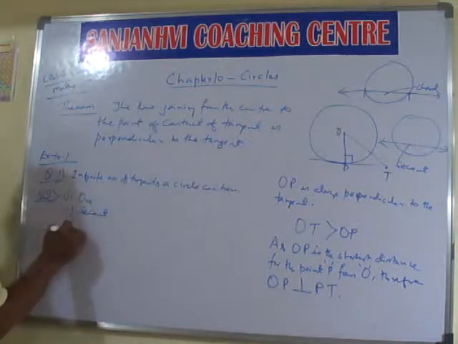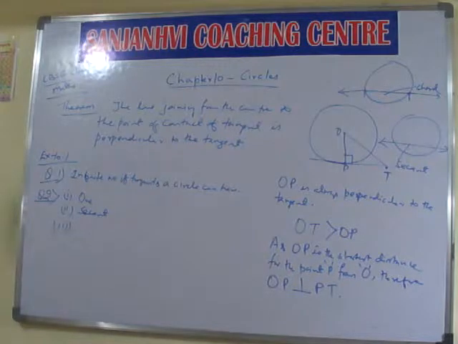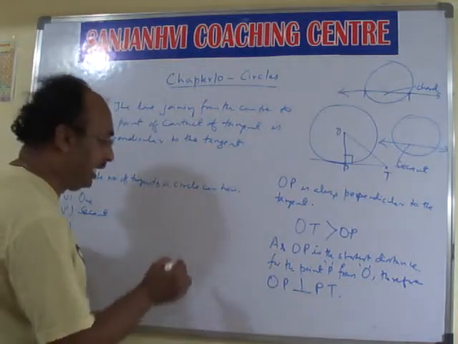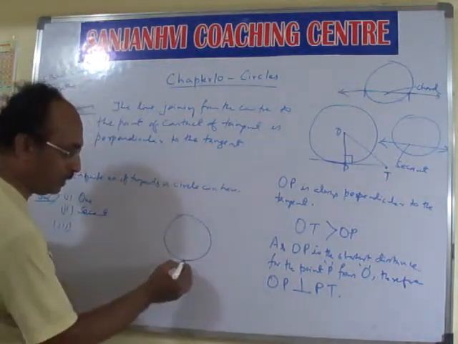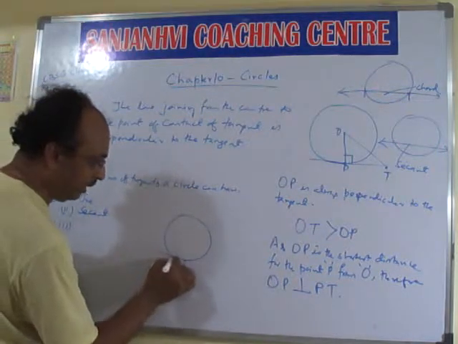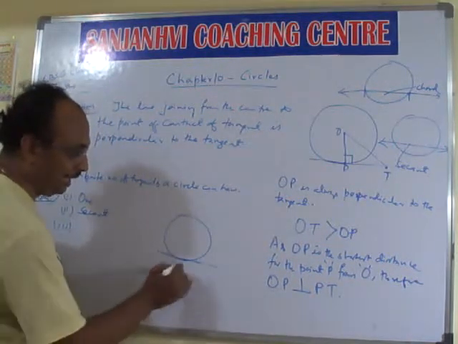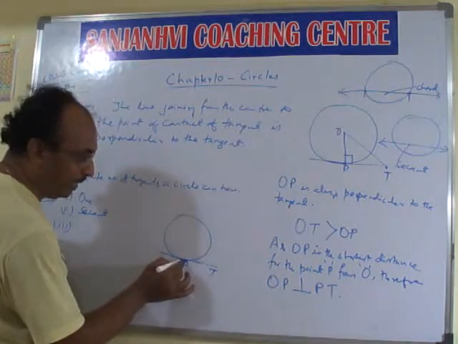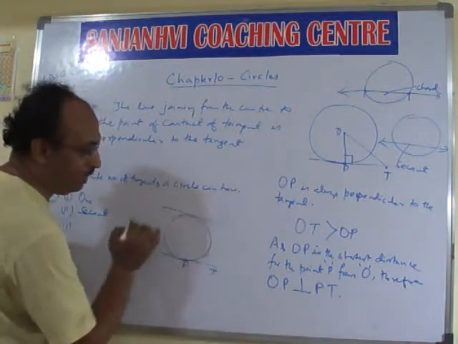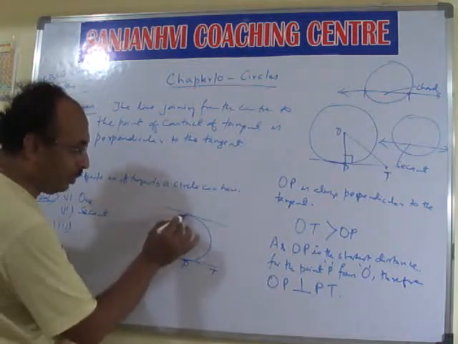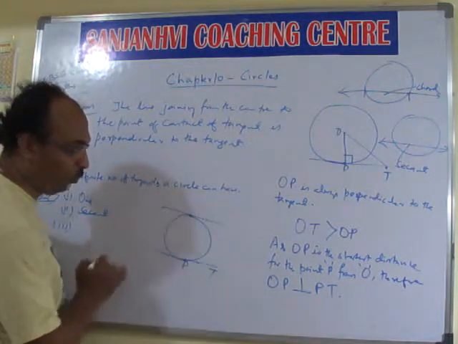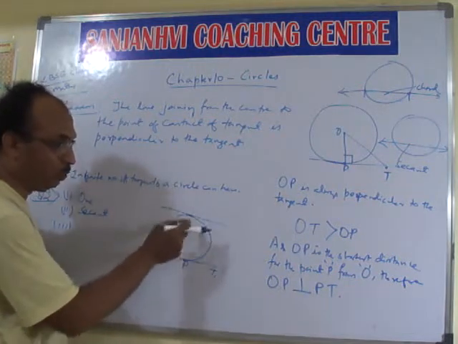Very good. Third question, what does it say? A circle can have dash parallel tangents at the most. So you can say that this is a circle. Suppose at this point you are taking one tangent. Now parallel to this tangent, somewhere here one tangent will be there. So we can draw parallel tangents only two at a time.